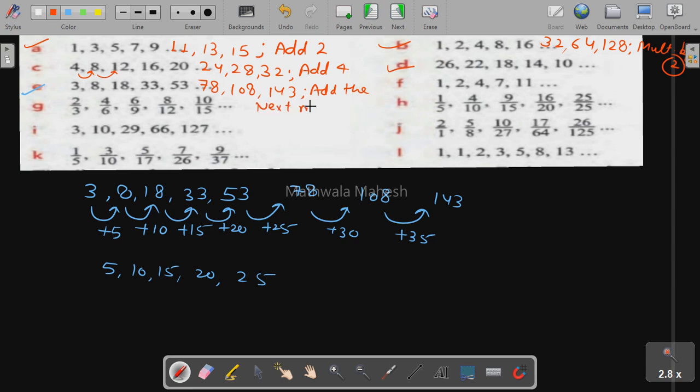The rule we followed is to add the next multiple of 5. Now F: 1, 2, 4, 7, 11.